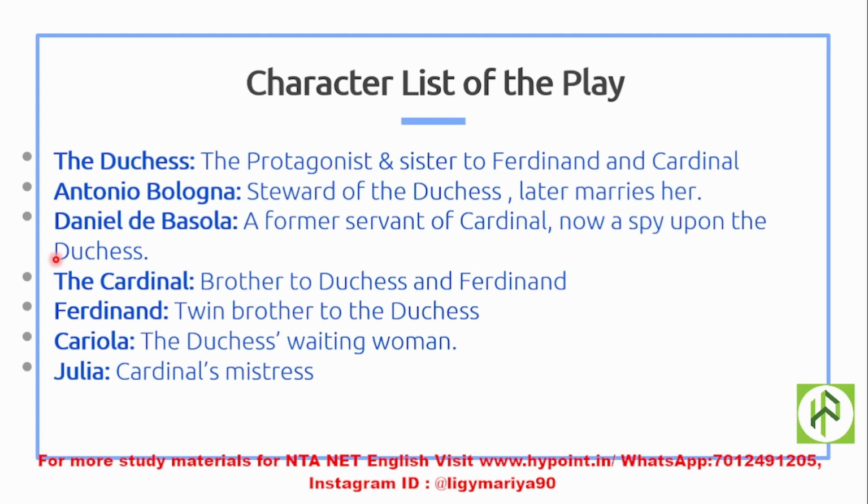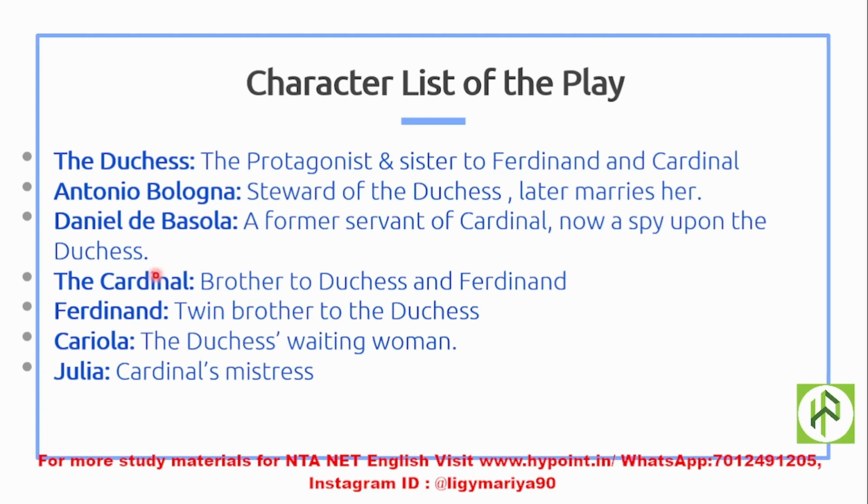For that reason, Daniel de Bosola was appointed by the Cardinal in the Duchess's court in order to spy on her. Antonio Bologna, steward of the Duchess, later marries her. So she marries a person who is hierarchically and socially below her. They are not equal. Antonio is just a courtier, a steward in the Duchess's court. They got married secretly, and they had three children together.